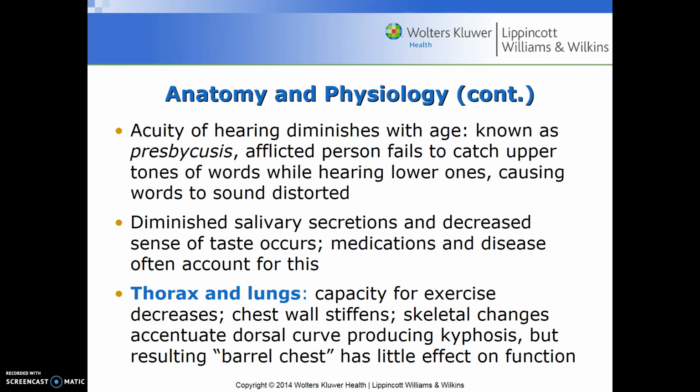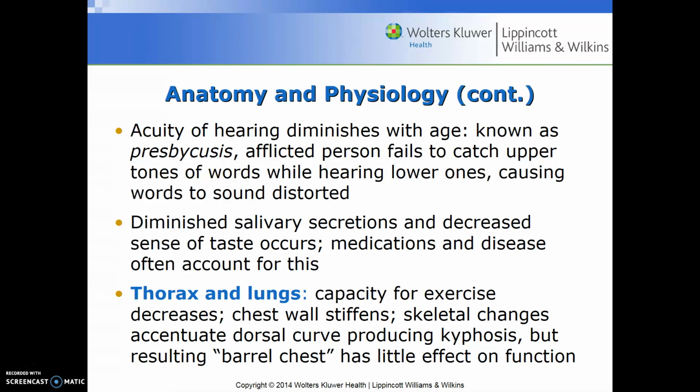That's when the elderly fail to catch those upper tones while they can hear the lower ones, causing words to sound distorted. They have less salivation and decreased sense of taste, and medication and disease can cause these, but they can also just occur from normal aging.